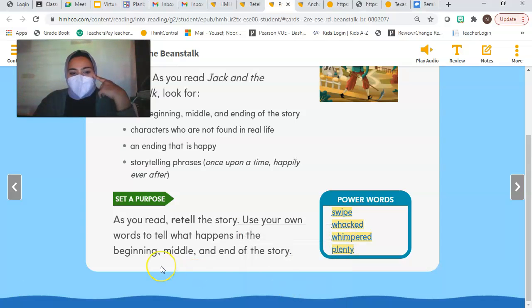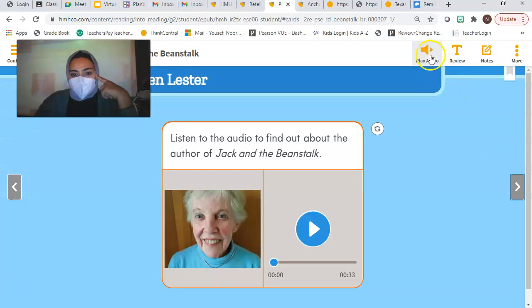All right, anyway. As you read, retell the story, use your own words to tell what happened in the beginning, middle, and end of the story. Let's listen to the audio to find out about the author of Jack and the Beanstalk.